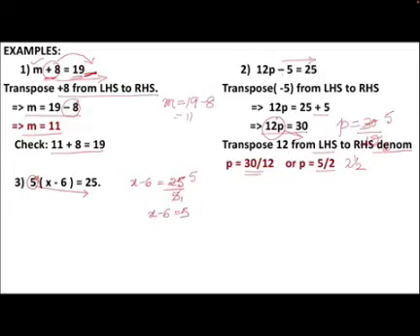But still x is not independent, is it not? So now we'll shift minus 6 to RHS. So x equals 5. What happens to minus 6? It becomes plus 6. So x equals 11. Okay?